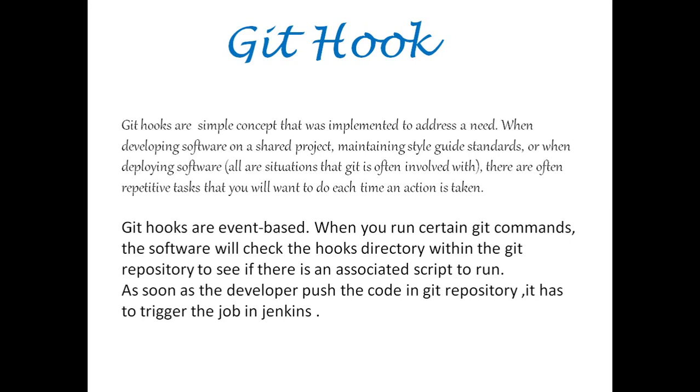Git hooks are event based. When you run a certain Git command, the software will check the hooks directory within the Git repository to see if there is an associated script to run. As soon as the developer puts the code in the Git repository, it has to trigger the job in Jenkins.